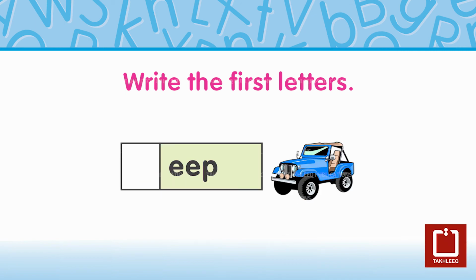Here we see the picture of a jeep. Here is written dash double E P. The first letter of jeep is J. So we write here J.